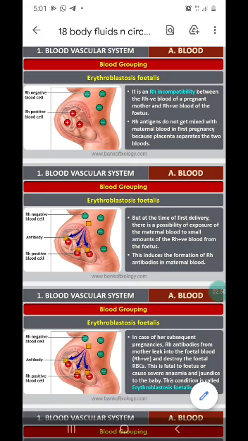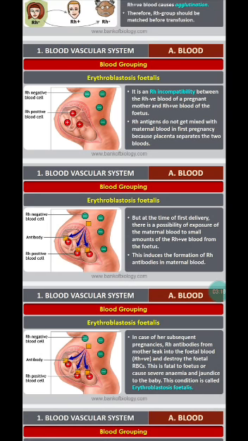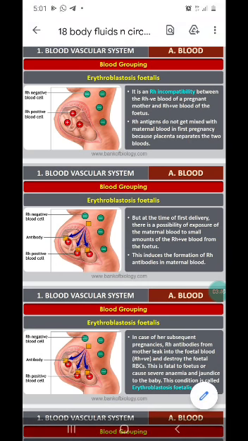Then the mother's body starts preparing antibodies against this Rh antigen, which will remain in the blood. In a subsequent pregnancy, if the mother is carrying a child with Rh positive blood, there is a possibility of the mother's antibodies passing through the placenta and attacking the baby growing inside the womb. The baby may die, or the baby may be born with many malformations or defects.